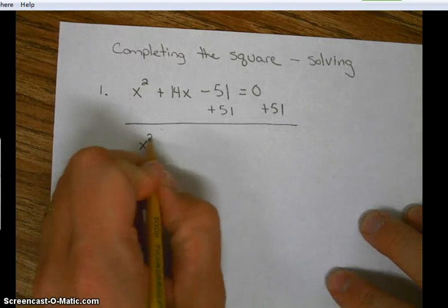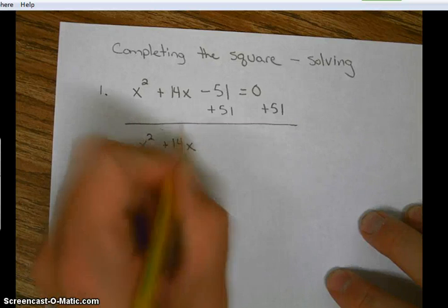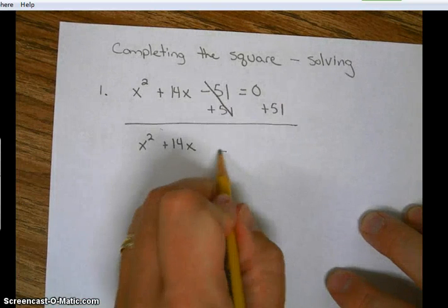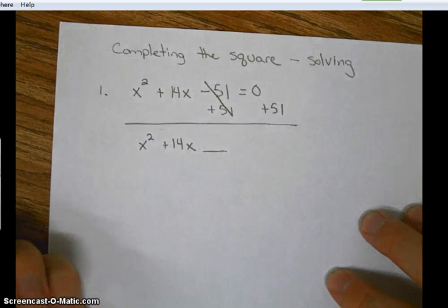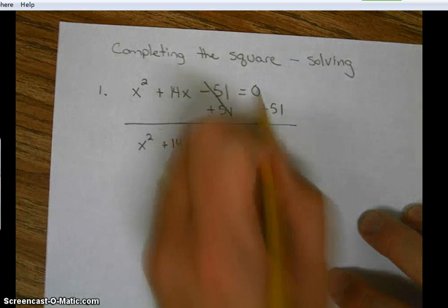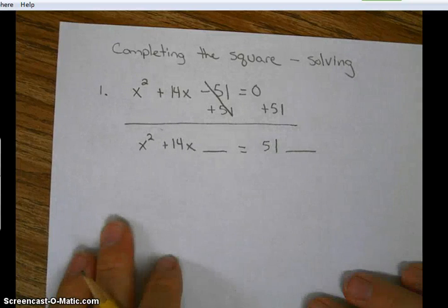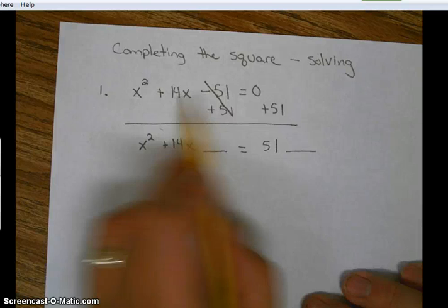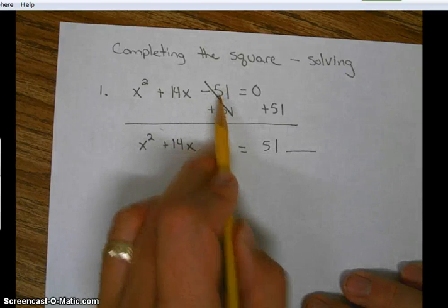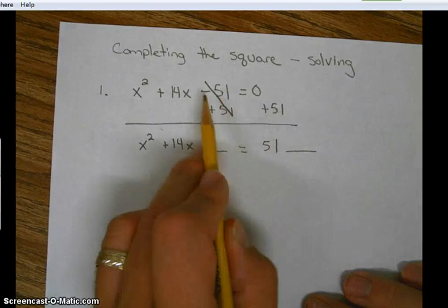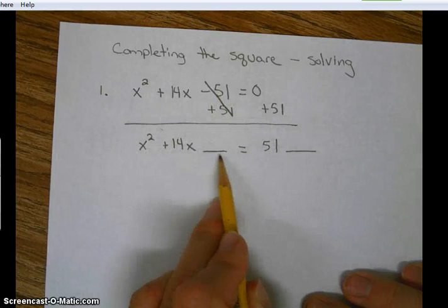We get x squared plus 14x. That's gone. I'm going to leave a blank here. Equals 51. And then I'm going to put a blank here. Okay? So notice what I did first. I took that constant and I moved it over to the other side. And in its place, I left a blank.